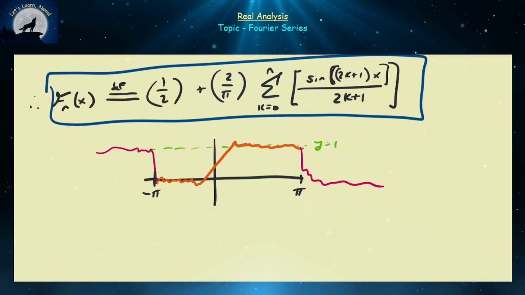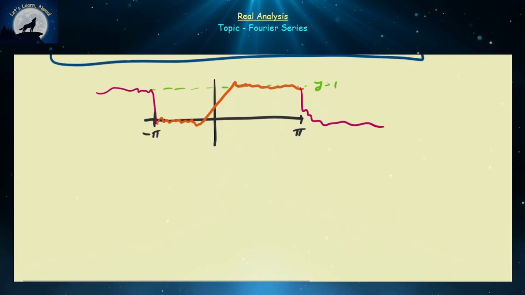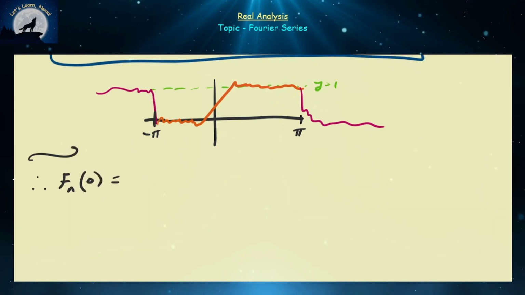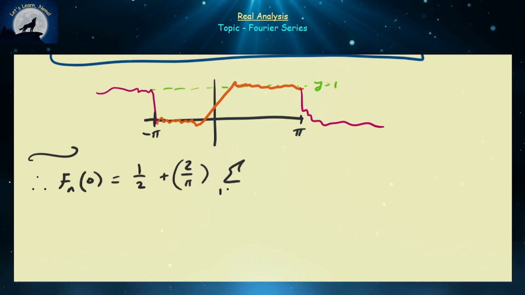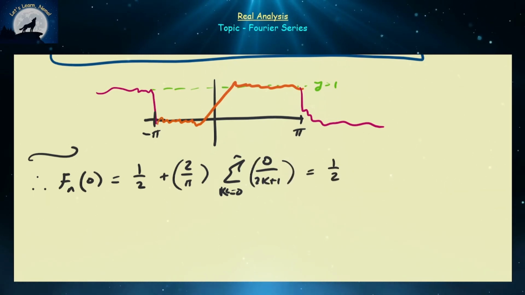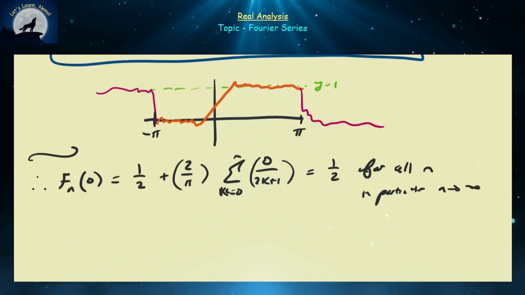So now that we have our Fourier approximation, does this converge to the actual function as n goes to infinity? One thing that we should see is that the Fourier approximation evaluated at 0 will be equal to 1/2 plus 2 over pi times the sum from k equal to 0 to n of 0 divided by 2k plus 1, which is just equal to 1/2. And keep in mind, this is going to be true for all n, in particular as n goes to infinity. And keep in mind, our function was not equal to 1/2 at x equal to 0.